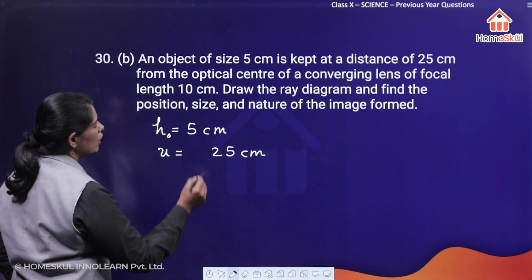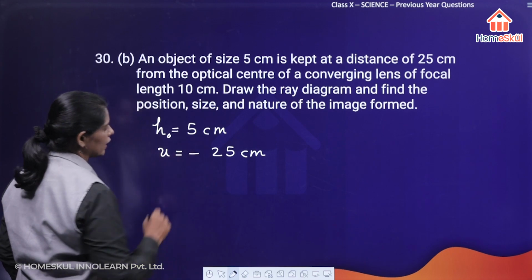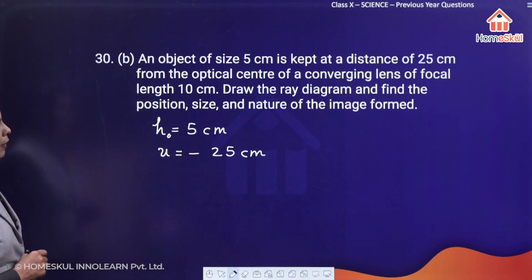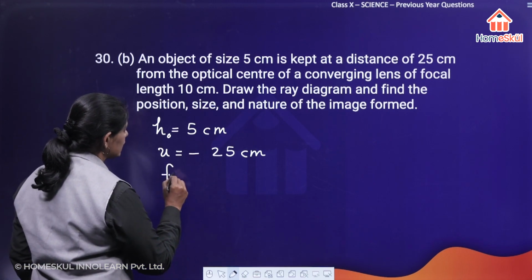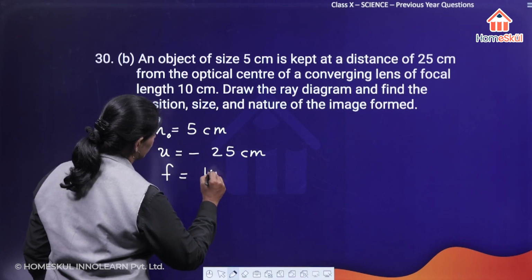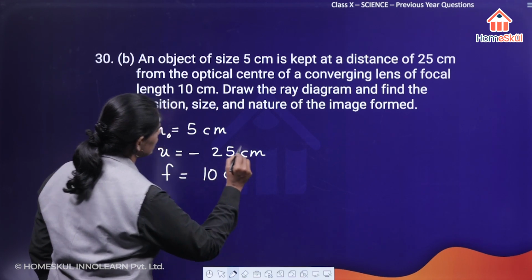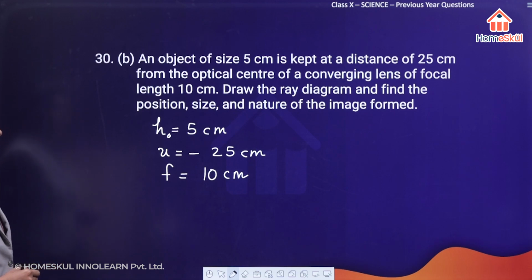per the sign convention, object is always on the left hand side, we take it as negative. So U is minus 25 centimeter. What else is given? The focal length is given, and for a convex lens, the focal length will be positive, so we get F equal to 10 centimeter. Okay, now let's find the position and the size of the image.